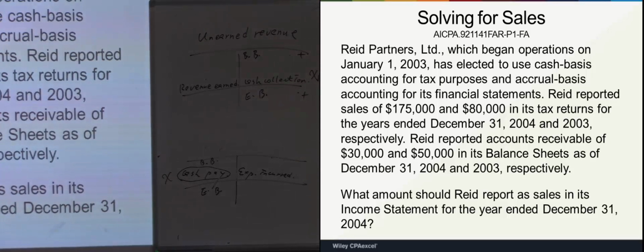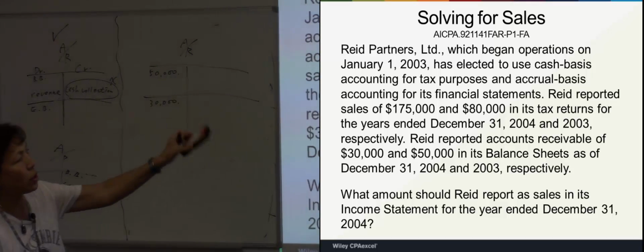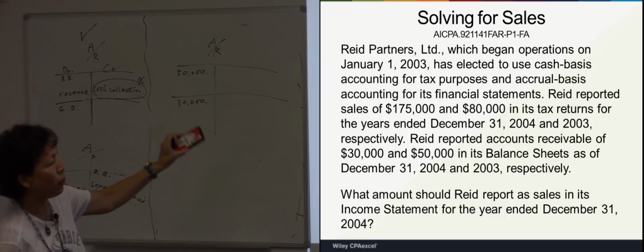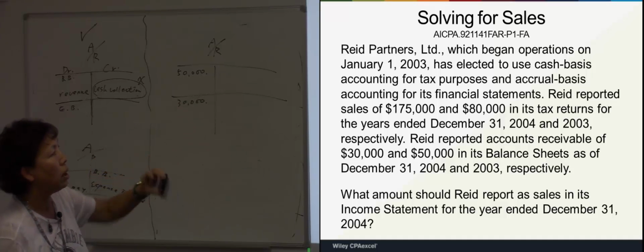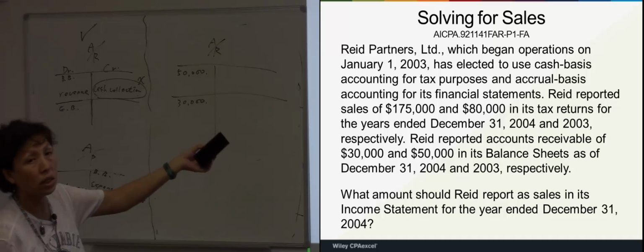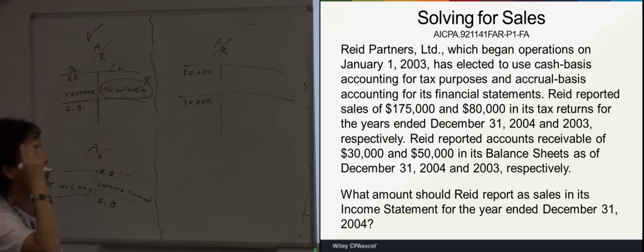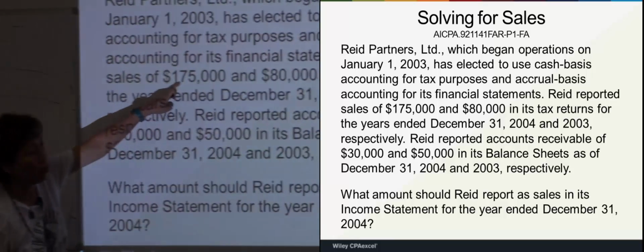So in 2004, the cash collection, because the tax return reports cash sales. If the sales amount shown on the 2004 tax return is 175,000, then the cash collection amount is 175,000. And which side do we show the cash collection amount? That's for 2003, and that's for 2004.